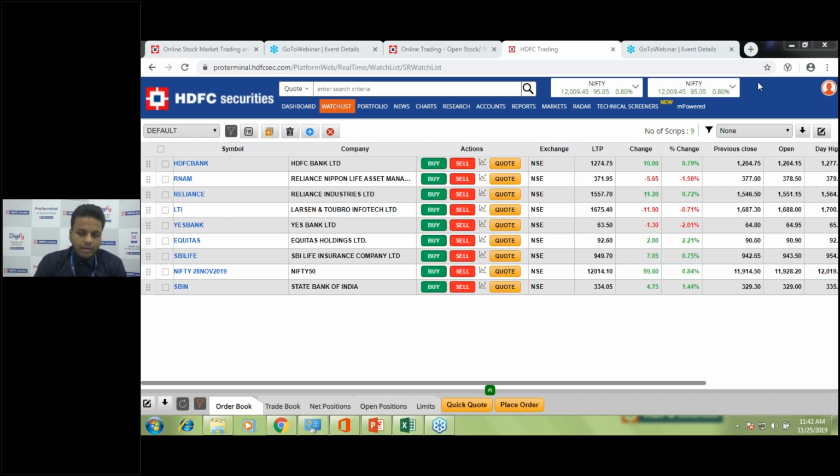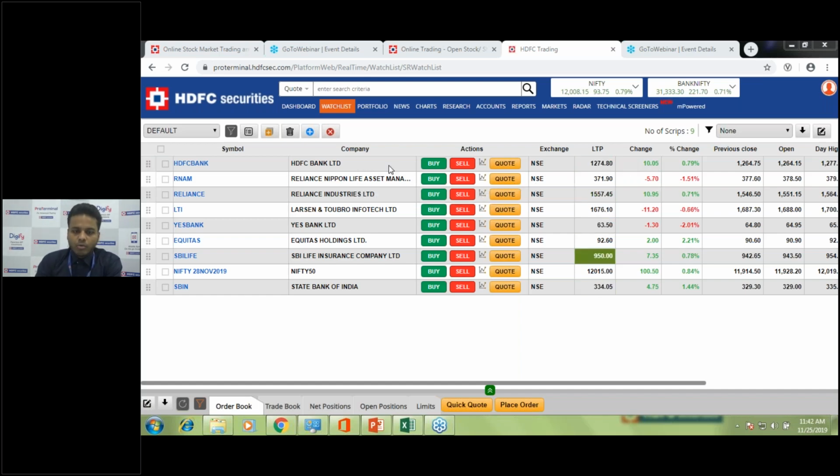Right in front of you is the ProTerminal screen that we have opened up. You can see the normal watch list. On the left hand side, you can see the symbol and the stock name. Then you can see the action, buy and sell. Once you click on a symbol, a chart will open up. Then exchange, LTP, the change in rupees and the change in percentage are shown over here. So this is the normal watch list.